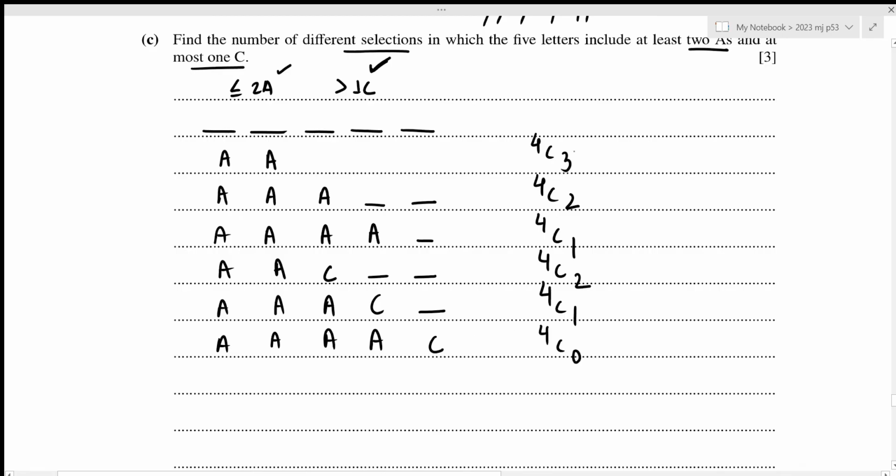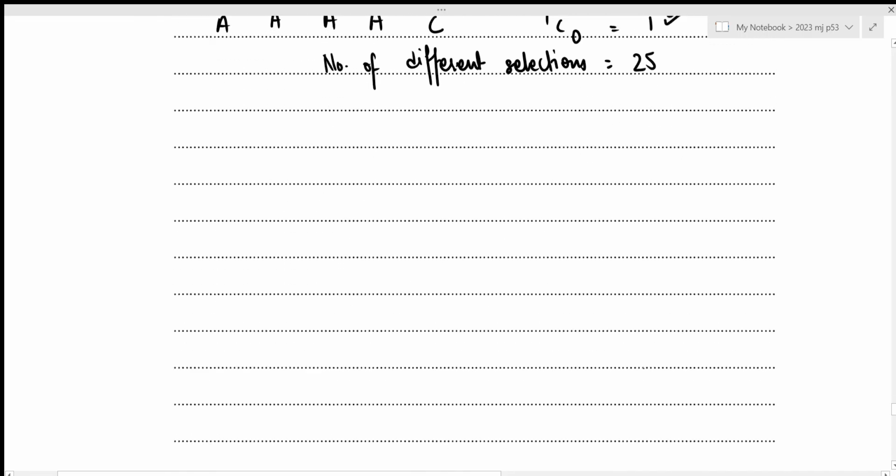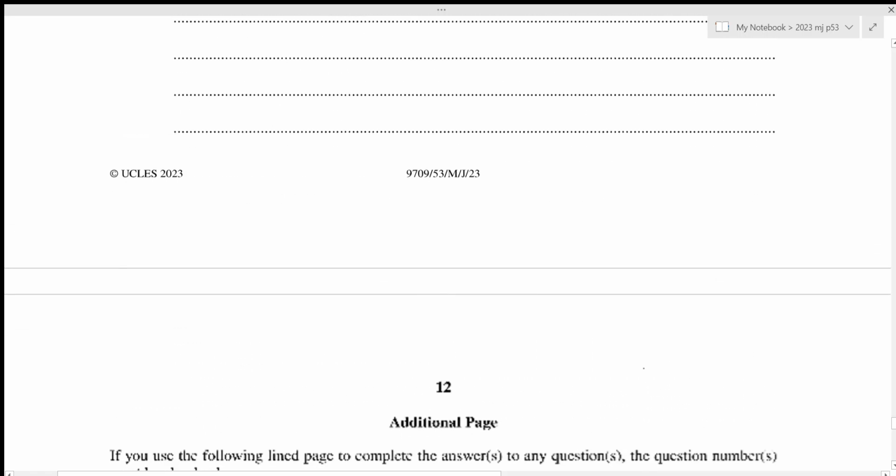Okay, so 4C3 is just going to be 4, 4C2 will be 6, 4C1 will be 4, 4C2 will be 6, 4C1 will be 4, 4C0 will be 1. Now we need to add these values in order to get the number of different selections. So that will be 4 plus 6 plus 4 plus 6 plus 4 plus 1, which results in 25. That's all for this part. And that's all for this paper as well.